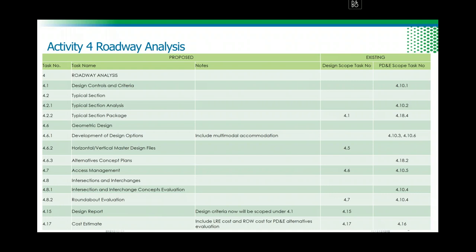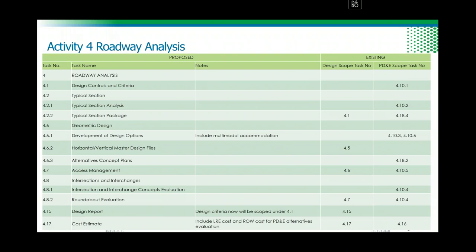Typical section, we broke it into 2 sections. Typical section analysis, which is taken from 410.2 of PD&E studies, and then the package, which currently is a standalone 4.1, PD&E is 4.18.4. So those 2 activities now will be under typical section. Geometric design is broken into 3. It's the development of design options, which must include the multimodal accommodation, supporting PD&E related activities from PD&E current tasks 410.3 and 410.6. Okay, so the numbers now kind of come together. 4 is a PD&E engineering analysis, 4 is a roadway engineering analysis. Hopefully you'll be able to follow and not be confused.